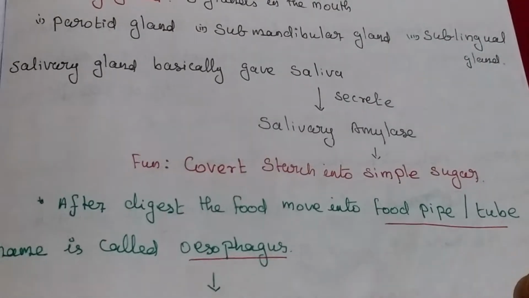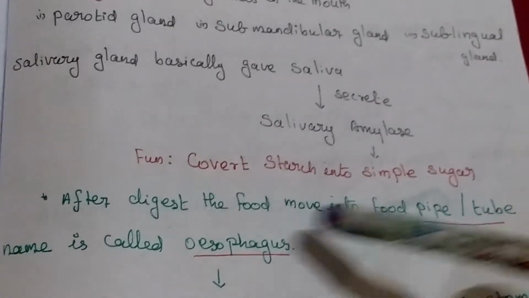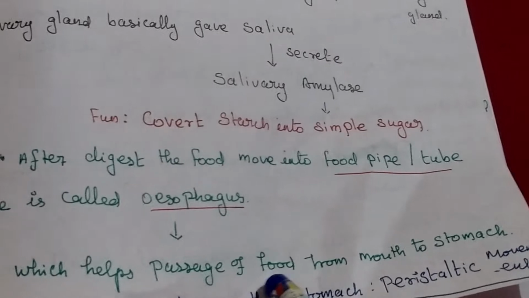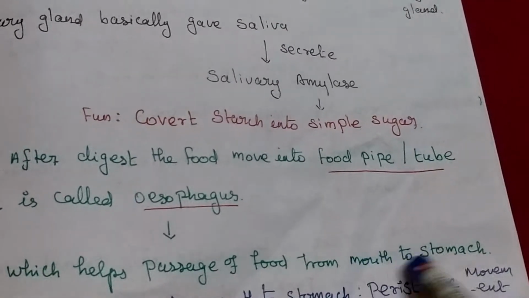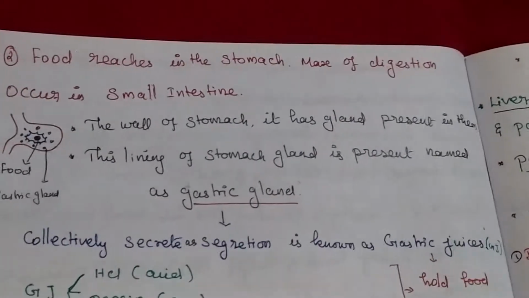After digestion, the food moves into the food pipe or tube. That scientific name is called esophagus. With the help of the esophagus, food moves from mouth to stomach. That movement is called peristaltic movement. Then food now reaches the stomach.